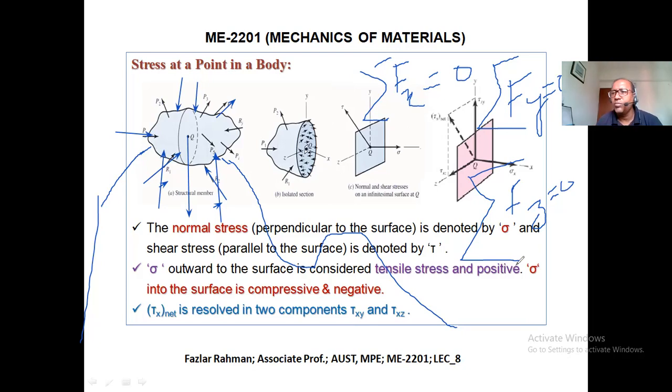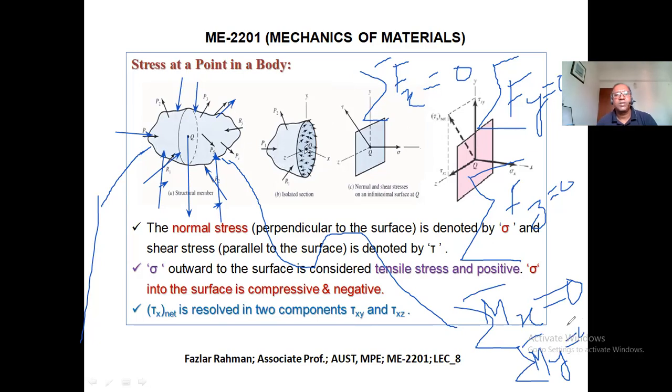Because the summation of moment along the x-axis, that means Mx, equals zero. Summation of My equals zero, that's knowledge from your engineering mechanics. Similarly, summation of moment along the z-axis equals zero. Then this body will not tilt. Okay.